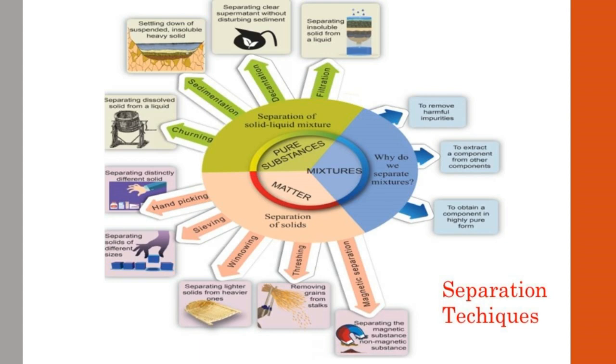Separation techniques of mixtures. First, why do we need to separate mixtures? To remove harmful impurities, to extract a component from other components, and to obtain a component in highly pure form. In the separation of solid-liquid mixtures, the techniques involved are churning, sedimentation, decantation, and filtration. In the separation of solids, the techniques involved are handpicking, sieving, winnowing, threshing, and magnetic separation.